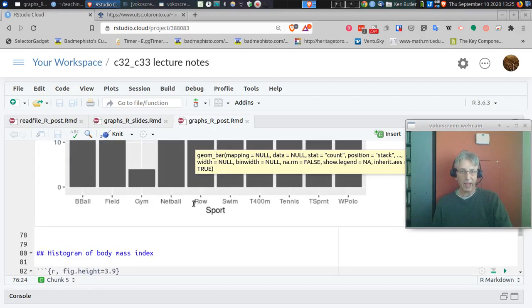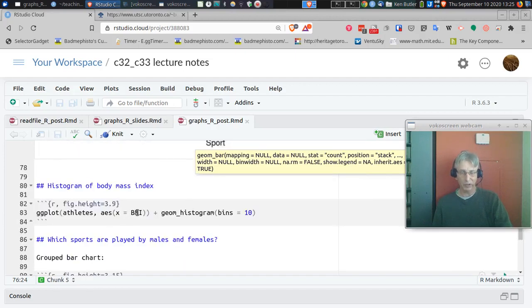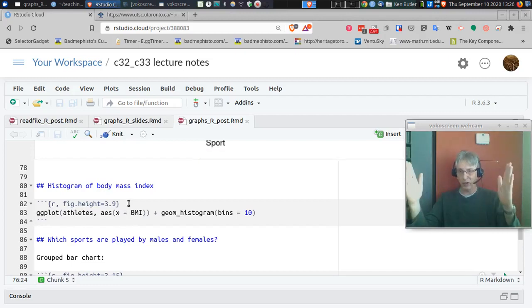Alright, so suppose we have a variable like body mass index, which is weight divided by height squared or whatever it is. And that's for normal people used as a measure of obesity. There's a bit more to that with these athletes, which we'll get to shortly. Alright, ggplot, athletes, and then the what to plot. We're going to plot body mass index, which again is going to go acrossways on our plot, because the values of BMI are going to be on the x-axis. So that's x again. And then we say we want to make a histogram of this. geom_histogram. We'll make a histogram.